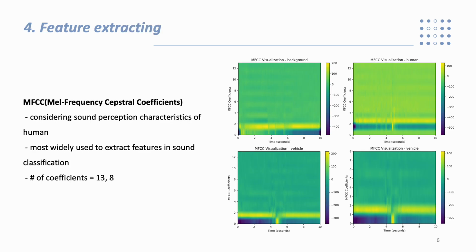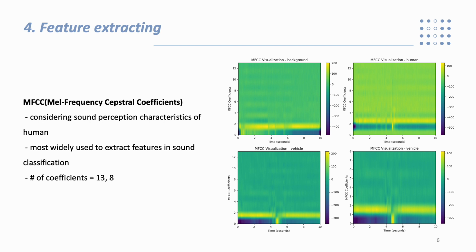I will talk about feature extracting in this slide. MFCC was used to select features. This is very useful in machine learning and deep learning as a method of selecting sound features in consideration of human sound perception characteristics. It was selected because the amount of computation was less and generally showed better performance compared to a similar method, mass spectrum.